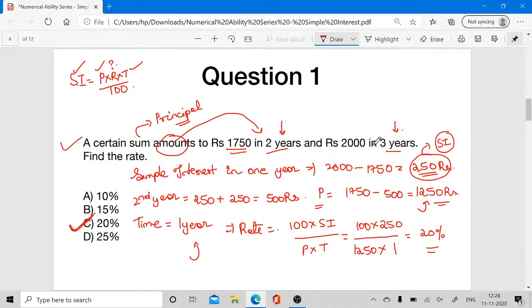Simple interest in 1 year is you find out the difference between both of them. क्योंकि 2 साल और 3 साल का दिया है, तो obviously the simple interest इन दोनों का difference करूंगा तो मुझे 1 साल का मिल जाएगा, which is 250 rupees. Right. So second year का मेरा amount पता है. Okay, and I also know the time of the second year. So from this I can find out the simple interest and also find out the principal.